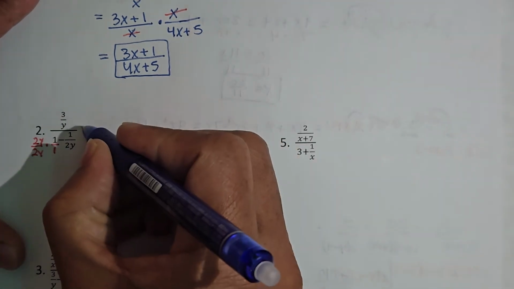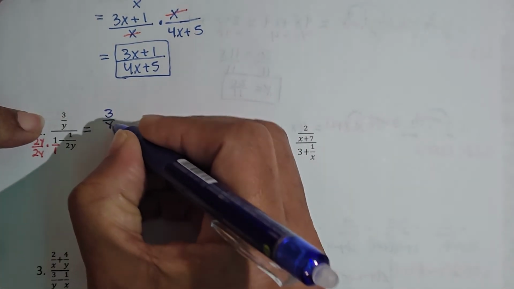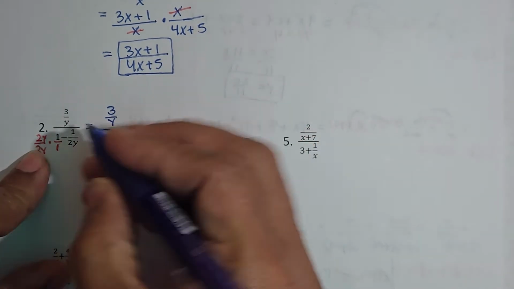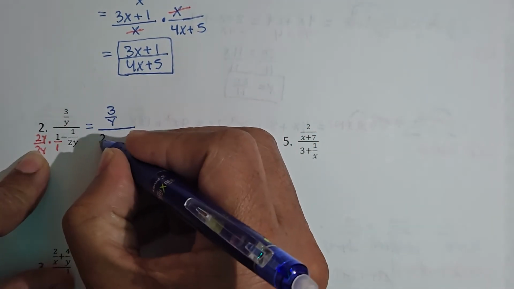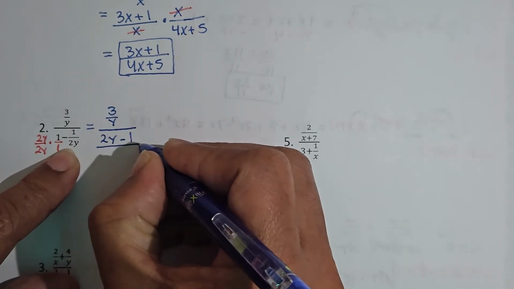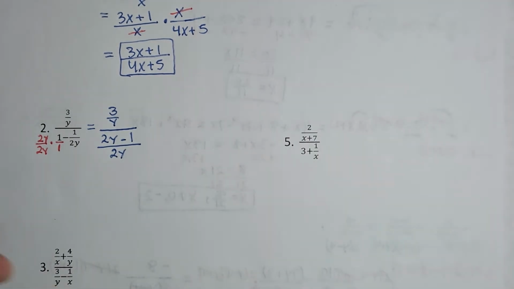So then this numerator stays the same. It's 3 over y. That's a monomial, but the denominator is a binomial. So then 2y times 1 is 2y, and then we just keep that minus 1. Now we have the same denominator in both, so that means this is over 2y.